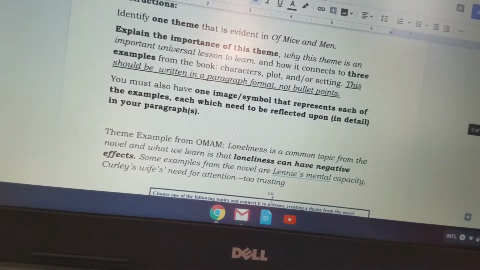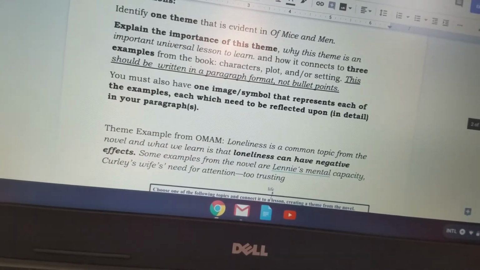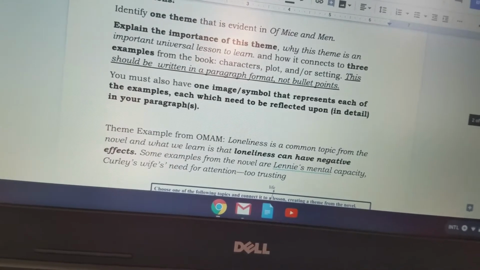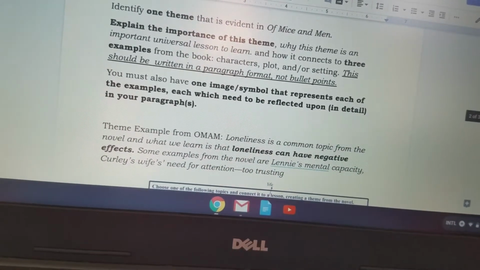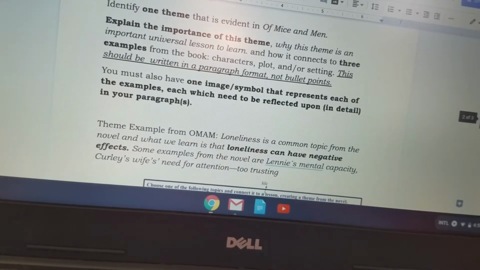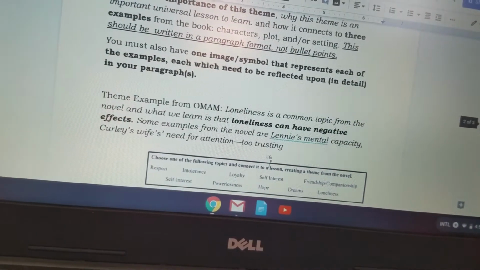And these three examples could be characters, plot, or setting. And you can mix up the three of them. It doesn't have to be all characters or all plot. And again, this should be written in paragraph format. So not bullet points and not like one sentence.